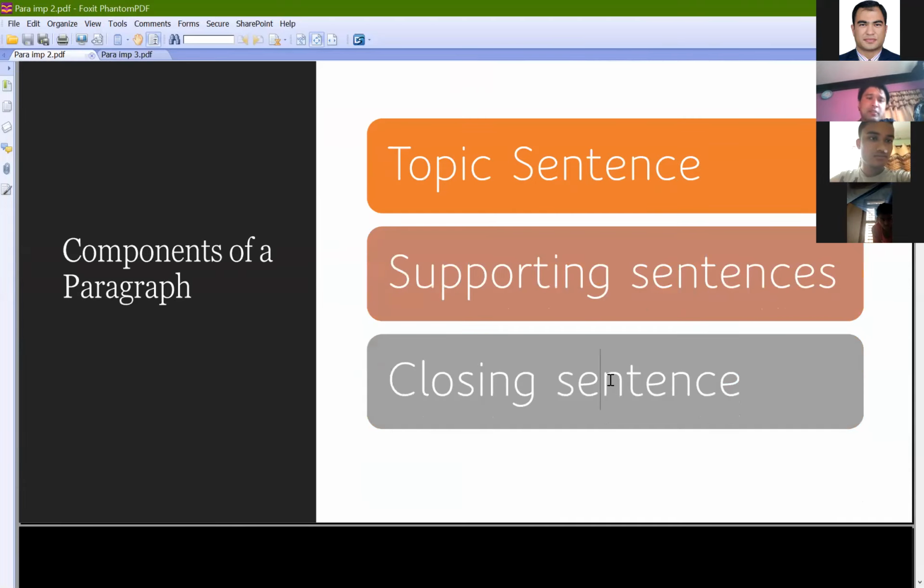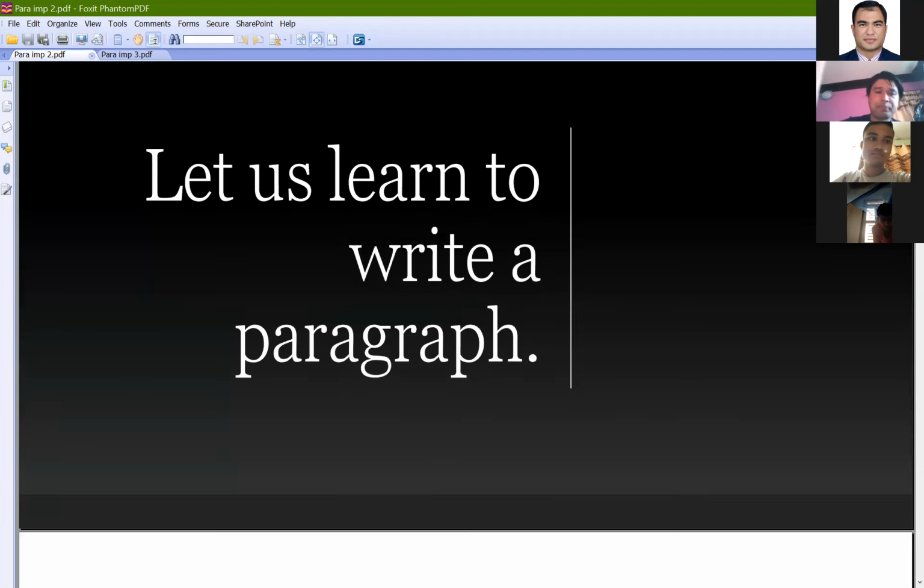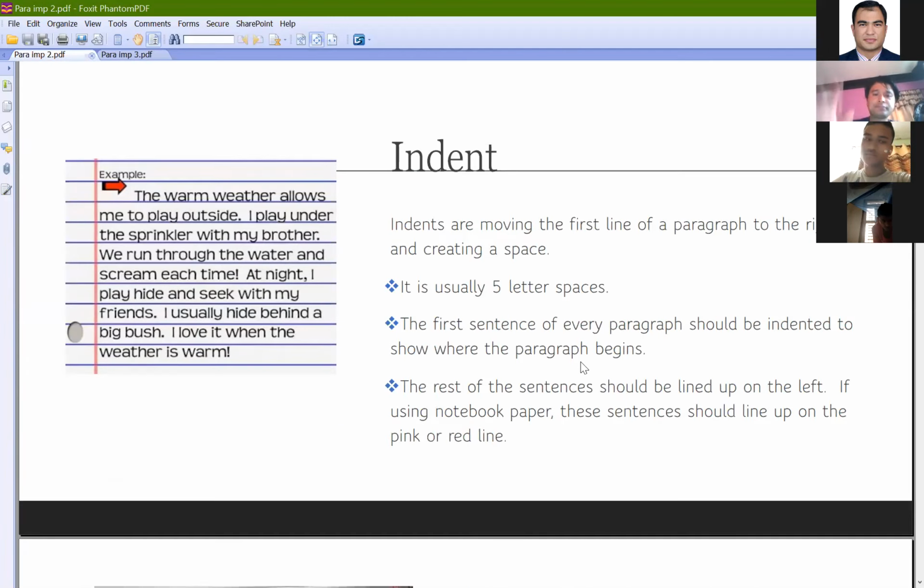So the components of a paragraph: a topic sentence should be there, supporting sentences, supporting details should be there, and a concluding sentence, the sentence that sums up a paragraph, should also be there. You don't have to go through indentation and all these things, not usually very important. And there is no hard and fast rule related to how many sentences should be there in a paragraph. It depends on how well you support your paragraph with facts and figures.